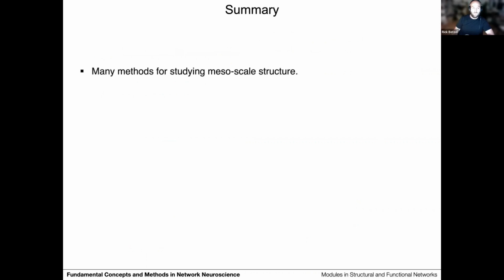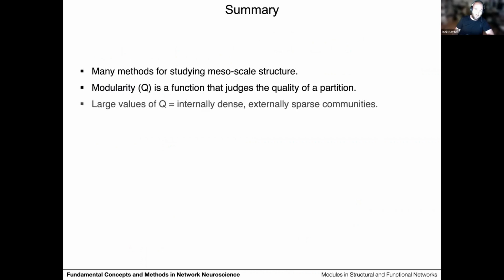So, a really fast interim summary: there are many tools available for studying meso-scale structure. The modularity function is a way of judging how good or bad a partition is. In general, bigger values of Q correspond to internally dense and externally sparse communities.